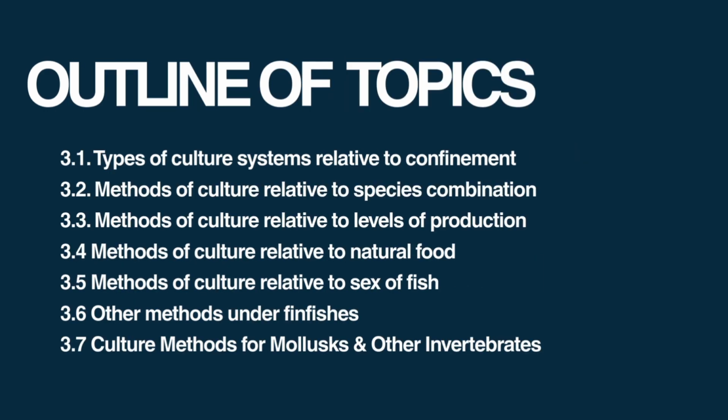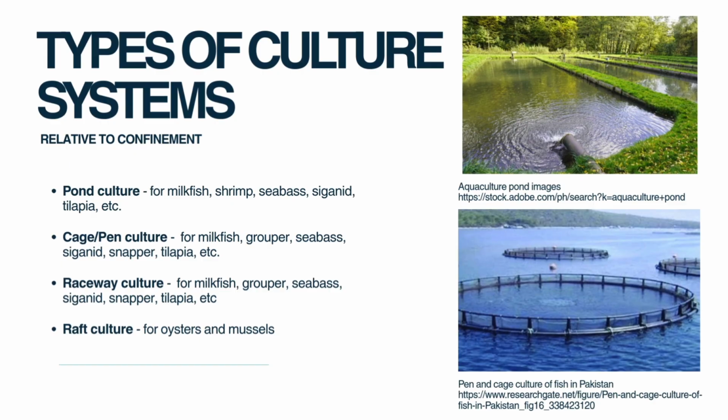So here we have the outline of topics for chapter 3, which includes the types of culture systems relative to confinement, methods of culture relative to species combination, the methods of culture relative to levels of production, the methods of culture relative to natural food, the methods of culture relative to sex of fish, other methods under finfishes, and lastly, the culture methods for mollusks and other invertebrates.